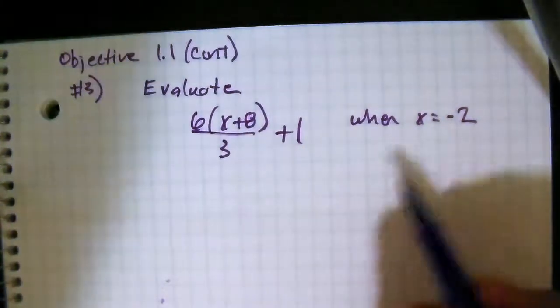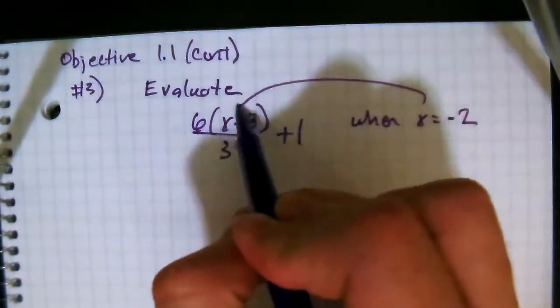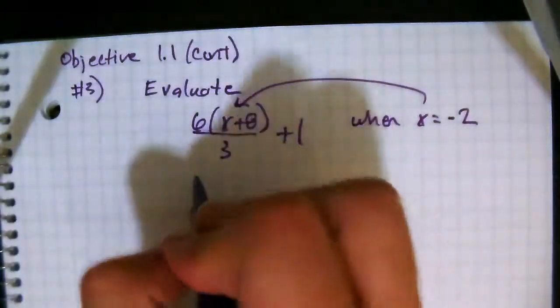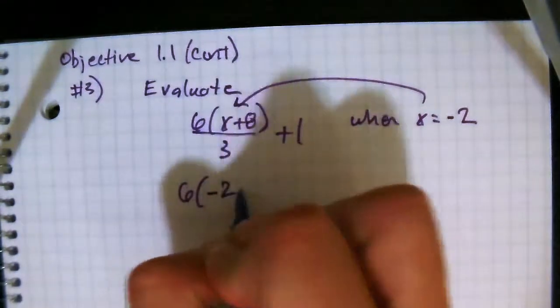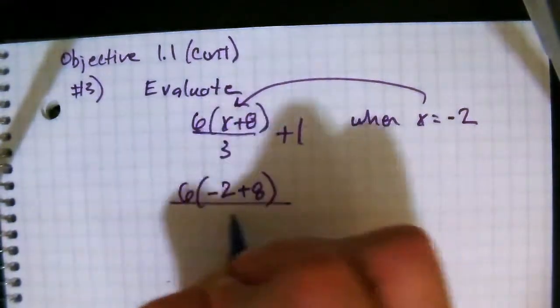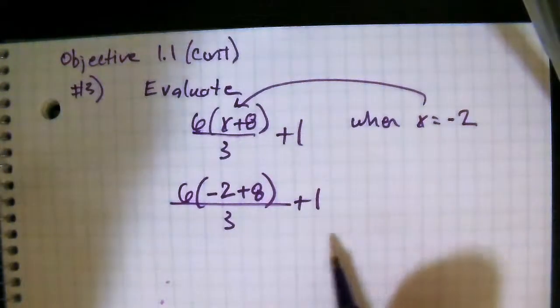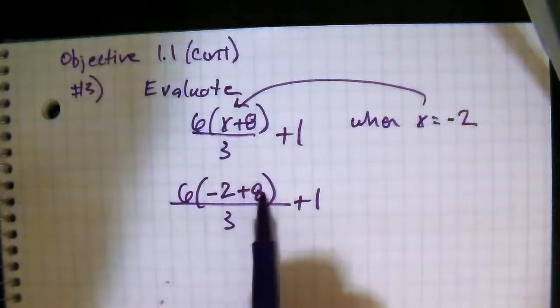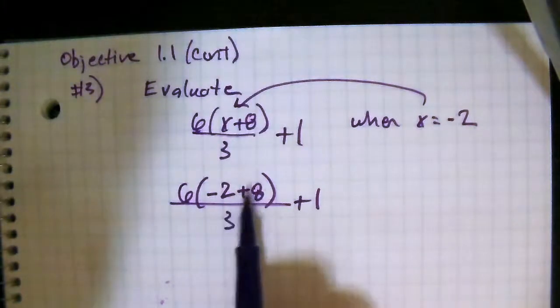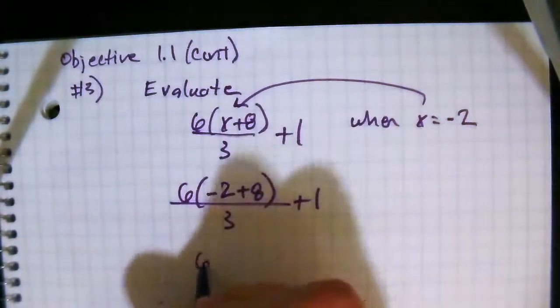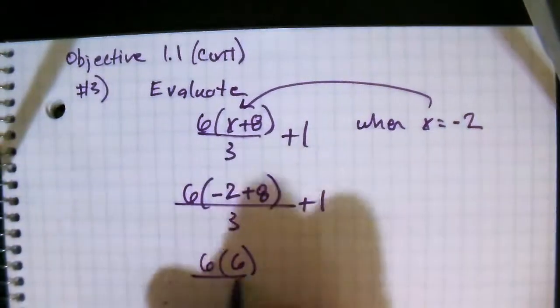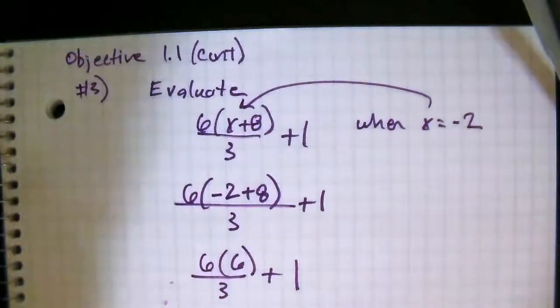So we're just going to plug and chug here. We have x equals negative 2. That's going to go right where that x is. That's going to leave us with 6 times negative 2 plus 8 over 3 plus 1. We do our order of operations, see what happens first. We have a grouping symbol, so that will happen first, negative 2 plus 8. That'll leave us with 6 times 6 over 3 plus 1.